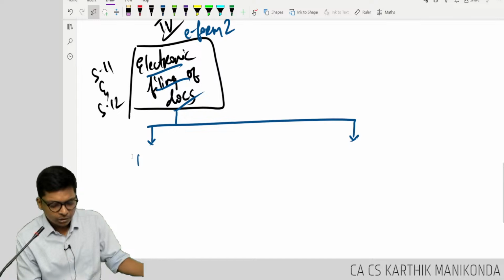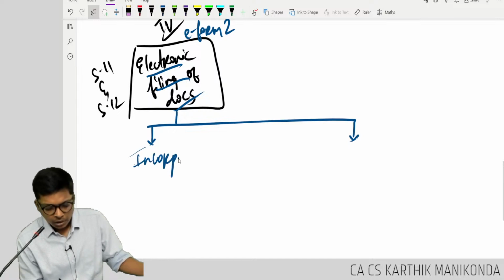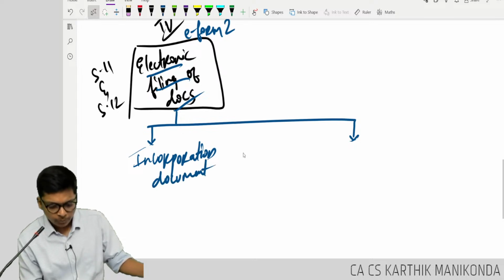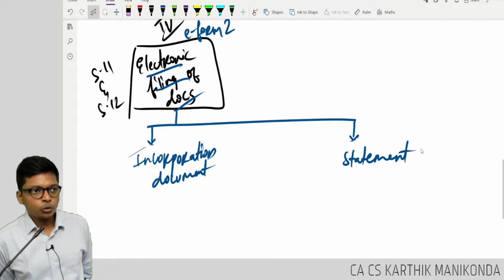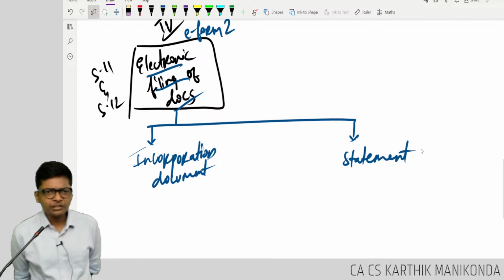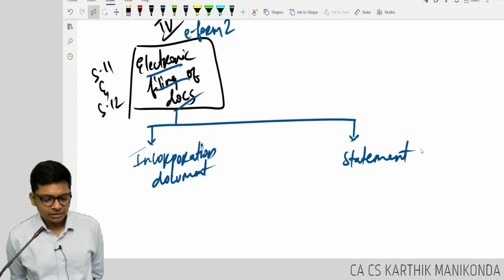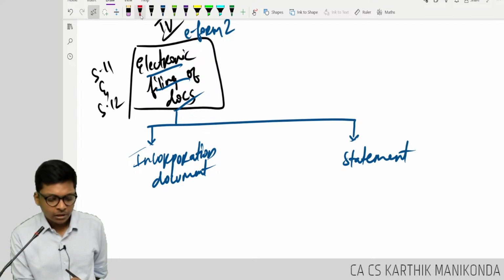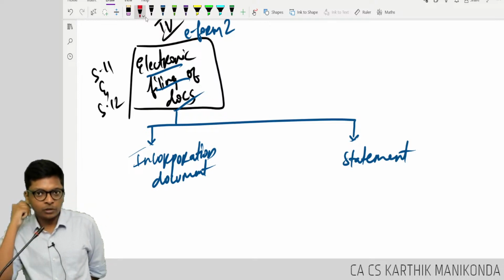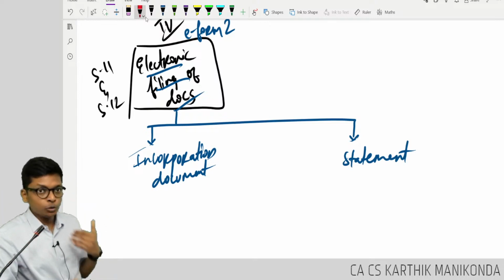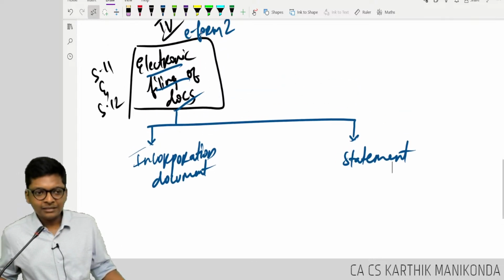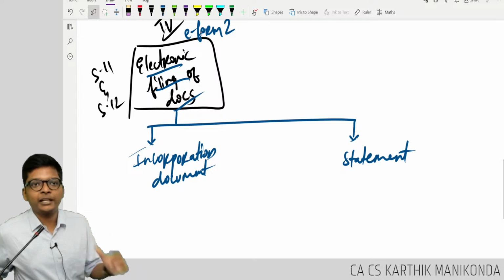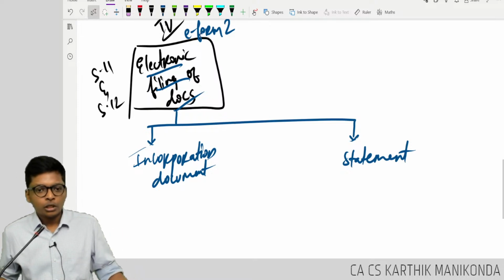What are these documents? One is called the incorporation document. One more is a statement. 2 documents or 2 parts within the form. Actually, it's one e-form 2, with 2 parts: incorporation document and statement. Whatever I am teaching now, I would have taught even in foundation, but you would not have studied it at that time. That's the only difference. Incorporation document and statement. E-form 2, electronic filing of documents, section 11 and 12.